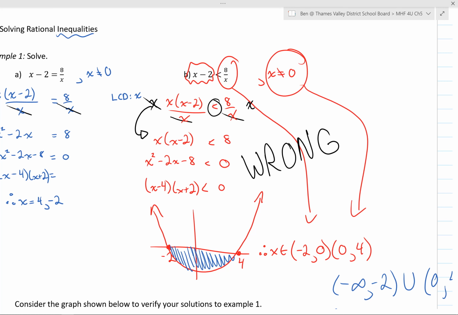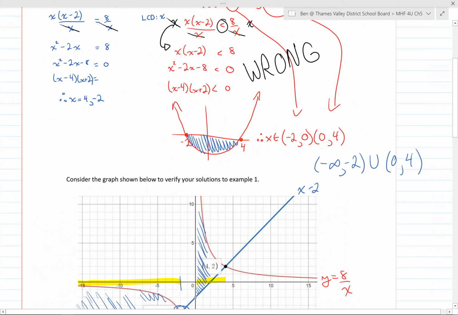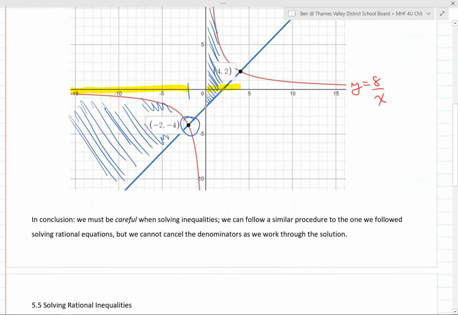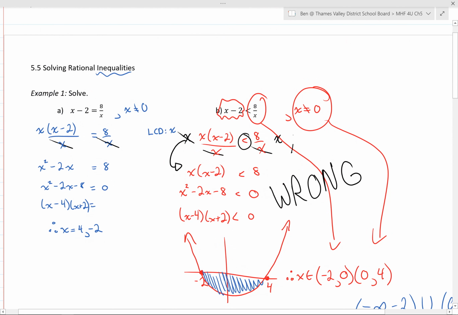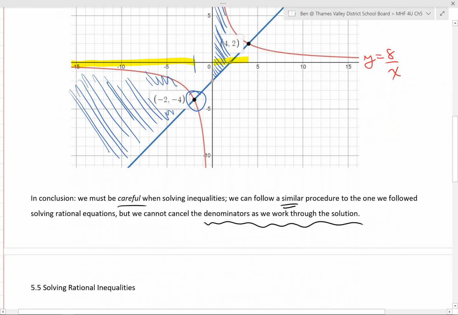We need to find a way to track our way through this problem while being able to keep track of the direction of our inequality sign. So you'll see as we go through, we have a bit of a new one, so we need to be careful when we're solving our inequalities. We can follow a similar procedure to the one we followed solving rational equations, but we cannot cancel the denominators when we work through the solution, because when we try canceling the denominators, things all go haywire. Things go off in a way that we cannot track as we work our way through.